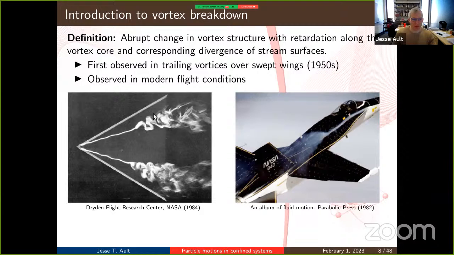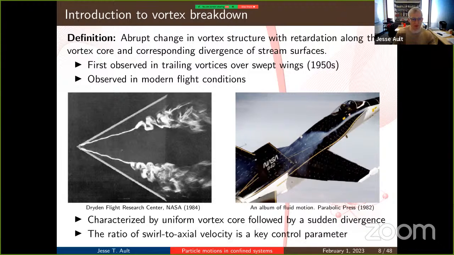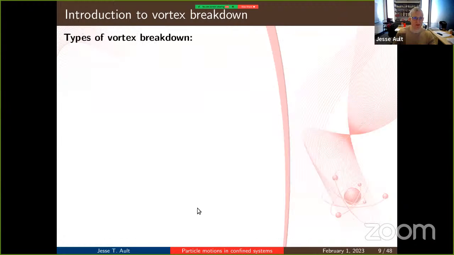And it can also be observed in modern flight conditions. Here you have a jet that's suddenly accelerating and moving upwards. And you can see a similar thing happening with this vortex that's generated, visualized with smoke again. Suddenly the flow is decelerating along this vortex down to some point here, and then it suddenly diverges and becomes very unstable. So typically vortex breakdown is characterized by a uniform vortex core, which is followed by a sudden divergence in the stream surfaces. And again, like I mentioned in the video that I showed, it's the ratio of swirl to axial velocity which is a key control parameter for this.